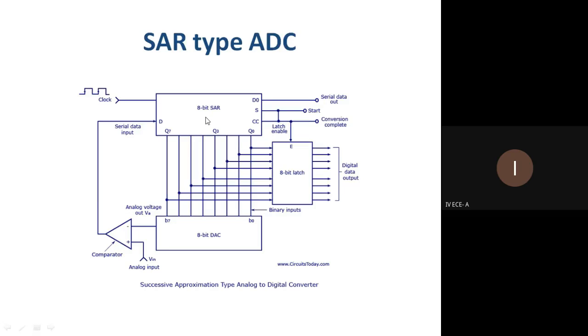In the 8-bit SAR type, in this method, how the signal is converted: for example, it compares with the previous value, based on the previous value. And initially, all outputs are 0.